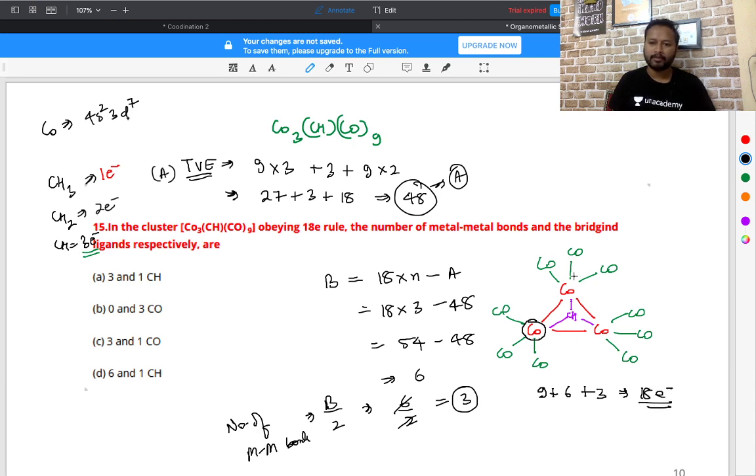That means the structure which we have made is a stable structure, and this is the probable structure of this complex. Now you have to answer the question that was asked: the number of metal-metal bonds over here. So how many metal bonds did we get? We got 3 metal bonds, and the bridging ligand over here is a CH unit. So the answer is option A. The bridging ligand is 1 CH unit, and there are 3 metal bonds over here. That's how you do this question, and that will be the correct answer.